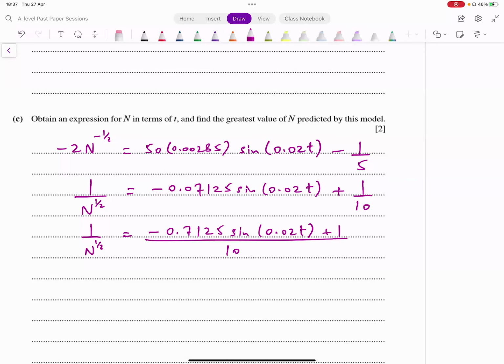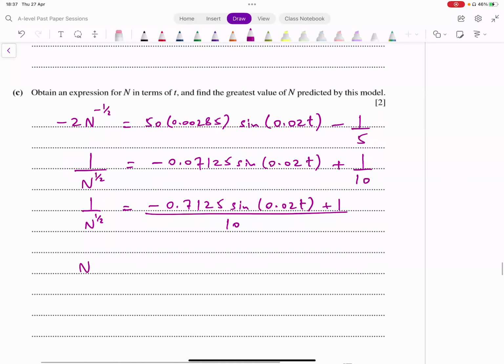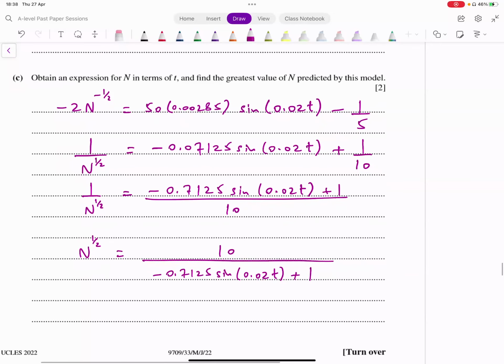ठीक है, अब इसका रेसिप्रोकल लेंगे तो आपके पास क्या आ जाएगा, n raised to power 1/2 that equals 10 over -0.7125 into sine of 0.02t plus 1. Okay, that's the equation that we get.